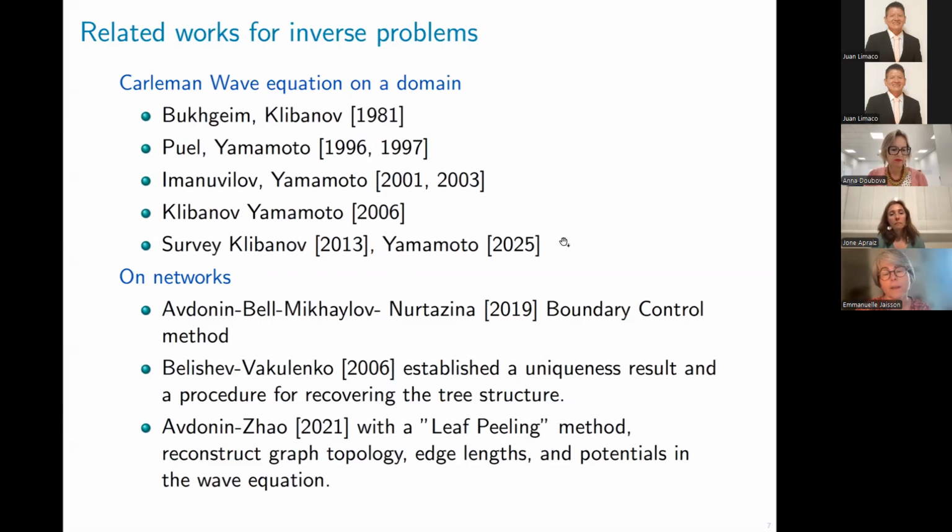For networks, there are fewer results using Carleman estimates. In fact, most articles use a boundary control method. So there are a lot of works from Avdonin, Belishev, and their co-authors.